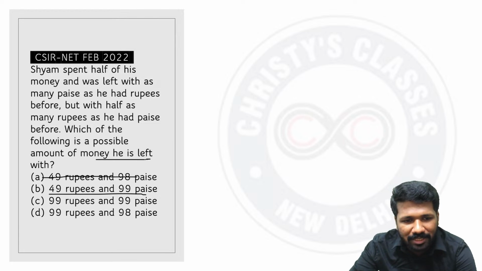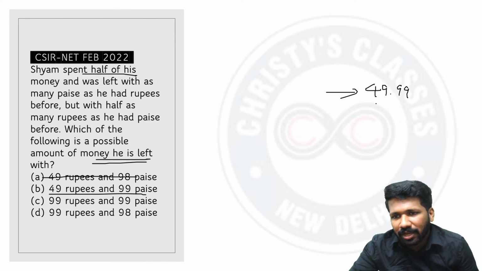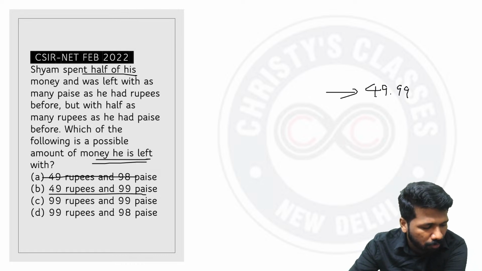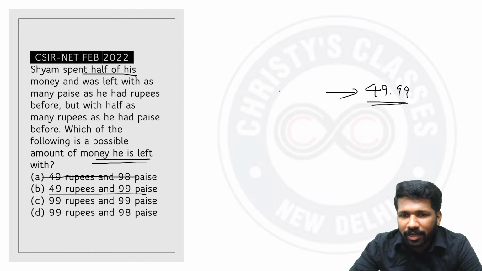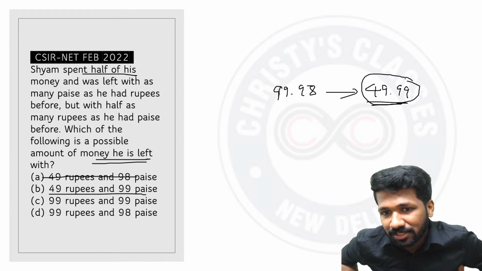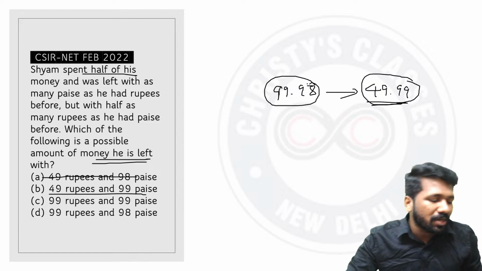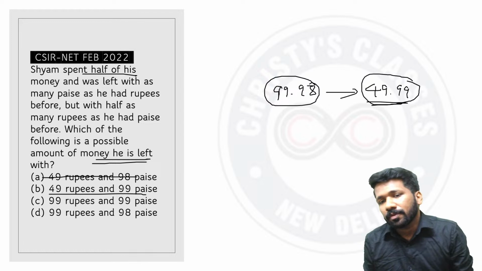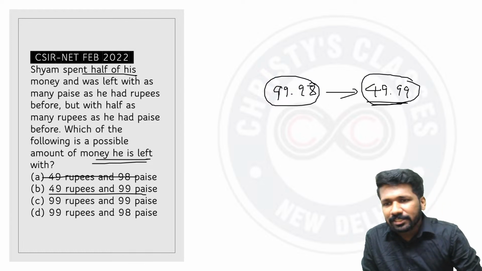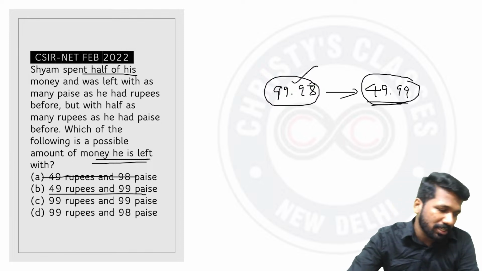49 rupee 99 paise is the money he is left with. He spent half the money, which means double of this should be there before. 49.99 double will be 99.98, because 50 rupee is double 100 rupee, and 1 paise less means double will be 2 paise less than 100. So if option B is the correct answer, then the initial money should be 99 rupee 98 paise.